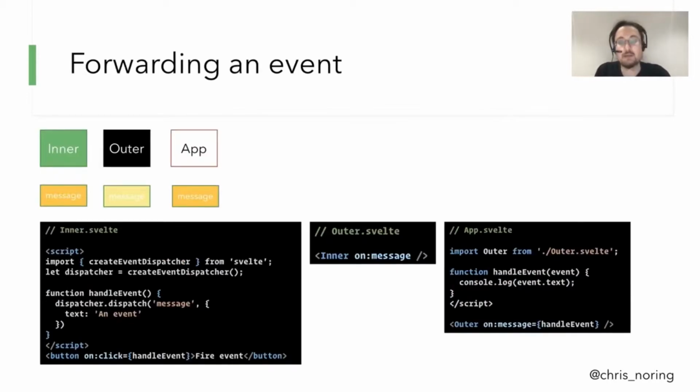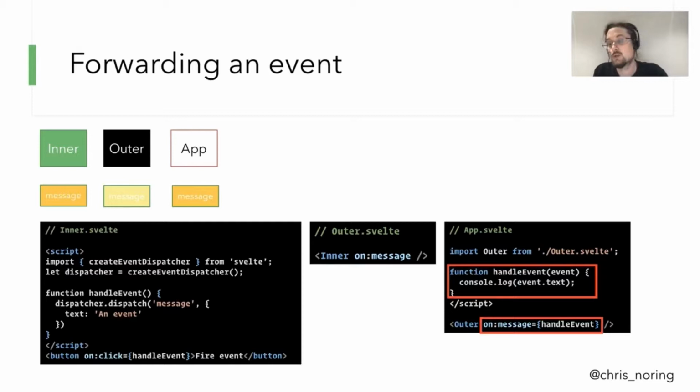Forwarding is about the immediate parent not answering but saying, hey, I'm good, I'm going to leave this over to my parent. So we do first a dispatch from the child that says, here's a message, here's a payload. And the parent says, oh, okay, I hear you about the event. I don't immediately care, but I'm going to send this off. So there's no handling function in this parent, but just the statement of on:message.